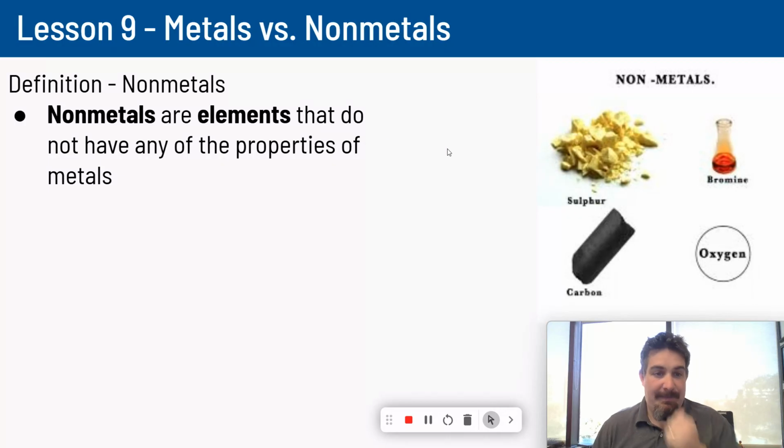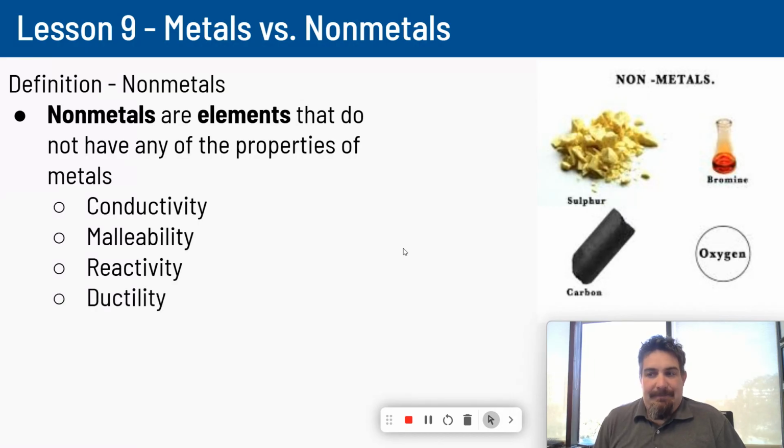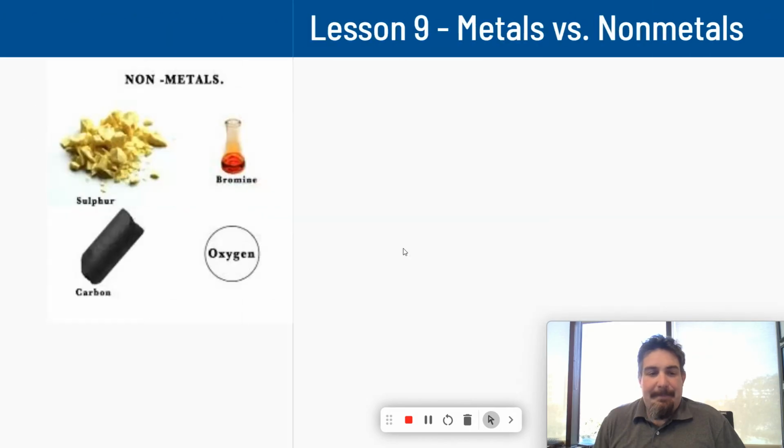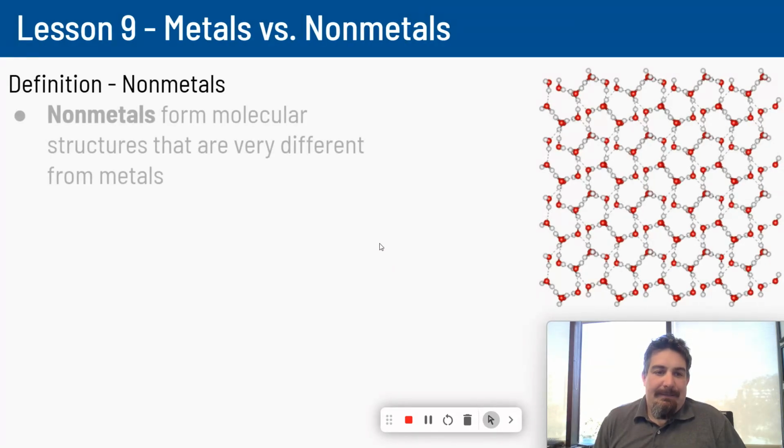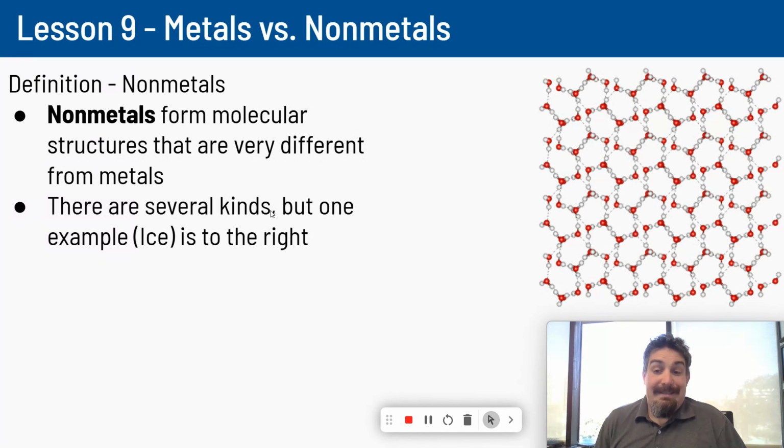So nonmetals are elements that don't have any of those properties. They are not conductive. They are not malleable. We saw that when we busted a lot of them up by hitting them. They aren't nearly as reactive. They are not ductile. None of those things would bend for us, right? And the reason why these nonmetals don't have those properties is that their molecular structures are very different from how metals are structured. There's a number of ways that these structures exist for our nonmetal friends.